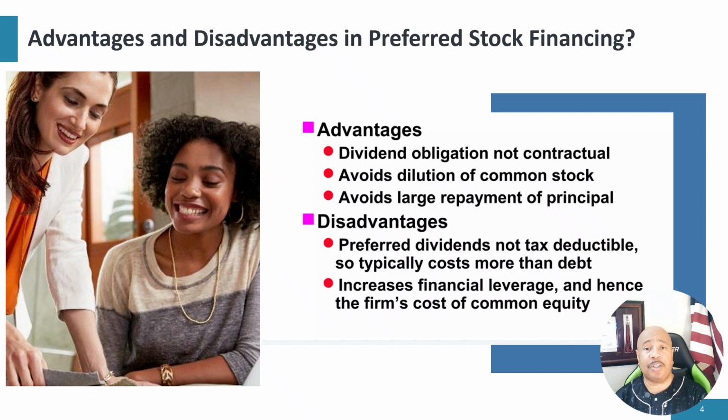Advantages and disadvantages in preferred stock financing. The advantages: dividend obligations are not contractual, it avoids dilution of common stock, and it avoids large repayments of principal. Now some of the disadvantages: preferred dividends are not tax deductible, so it typically costs more than debt. That's a disadvantage. It also increases financial leverage and hence the firm's cost of common equity, common stock.